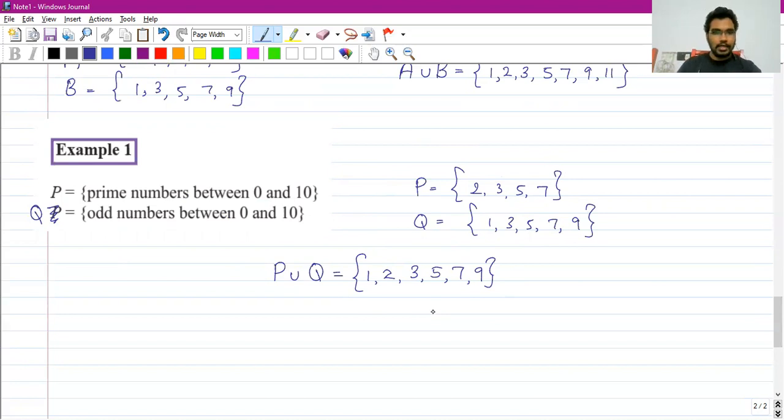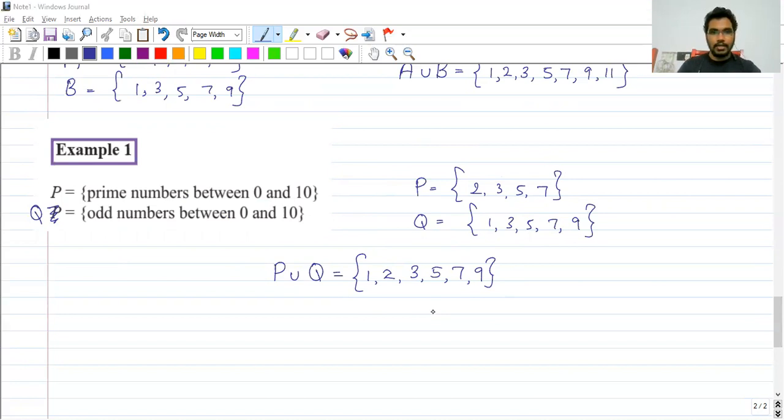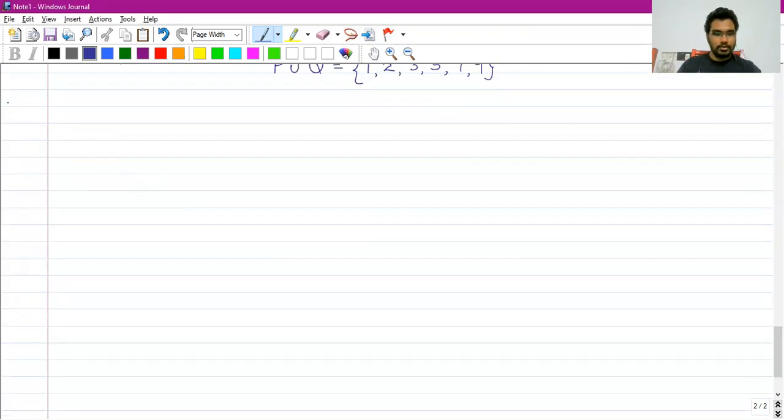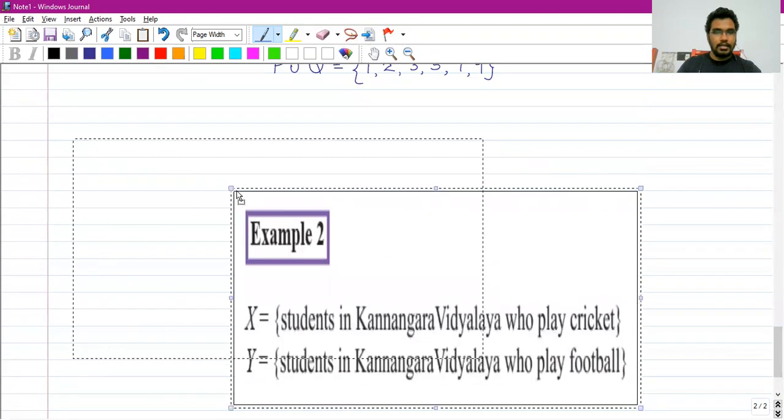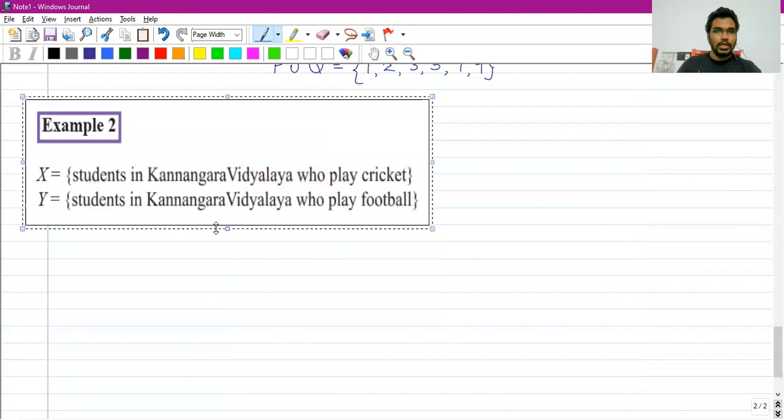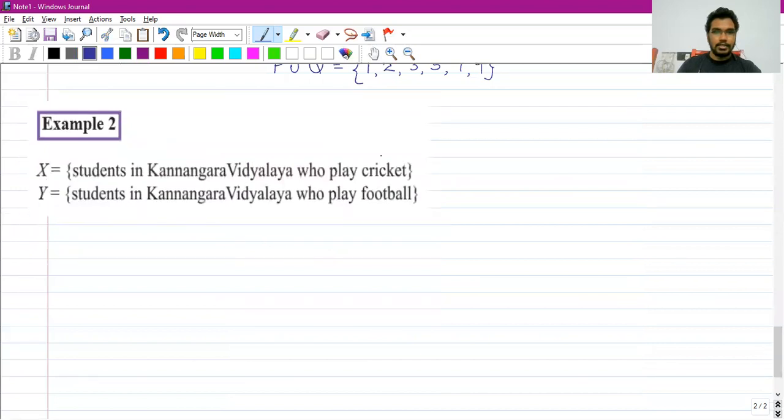So I think you can understand it well. Shall we take another example? We have taken this one for the previous intersection one also. So I think now you can understand the difference between union and intersection. You have to write the union of these two sets: students in Kannangara Vidyalaya who play cricket, and students in Kannangara Vidyalaya who play football. X union Y.